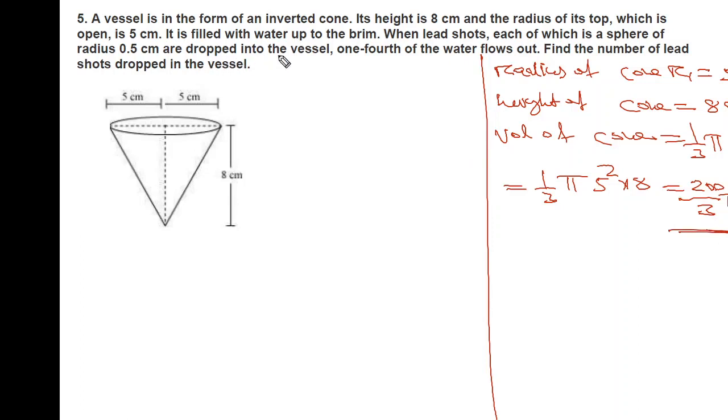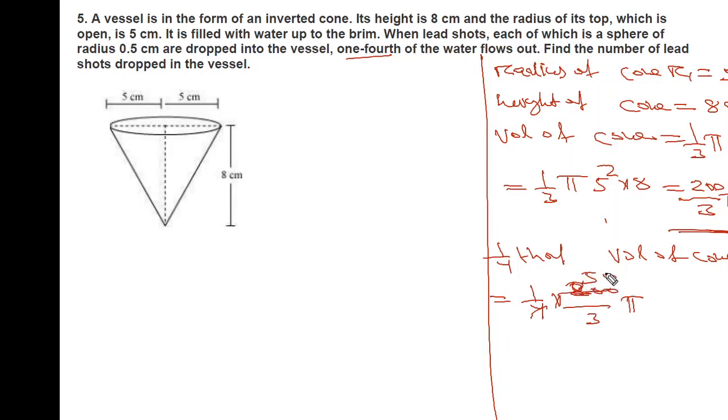Now what you see, 1 by 4th of the water flows out. So we have to find the volume of 1 by 4th of the cone. So 1 by 4th of the volume of cone is equal to 1 by 4 into 200 by 3 pi. So you can cancel it, it will be 50. So it will be equal to 50 by 3 pi cm cube. So this is the volume of 1 by 4th of the cone.